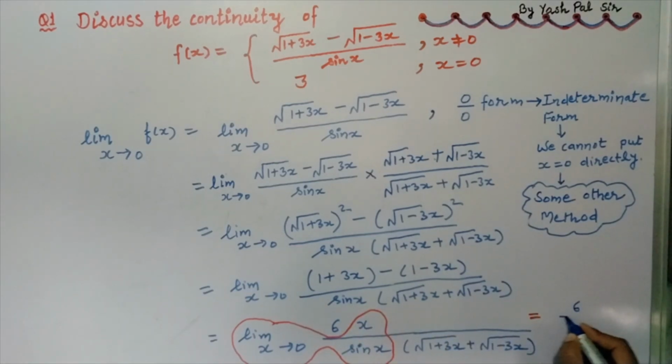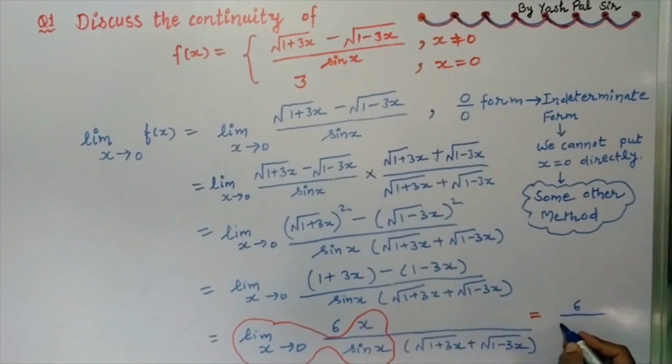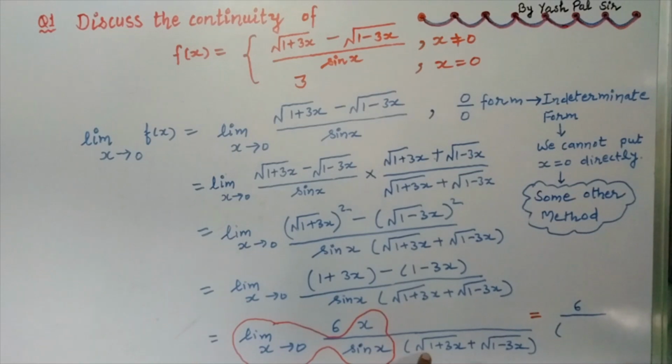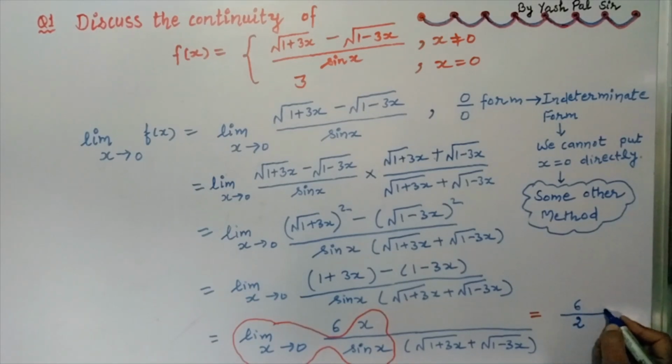We write 6 as it is, square root of 1 plus 3x. Now we can put x equal to 0 directly after applying this method. So this becomes 1 plus 0, that is 1, and 1 plus 1 is 2. So what is the limit? 6 upon 2 is 3. Now next question.